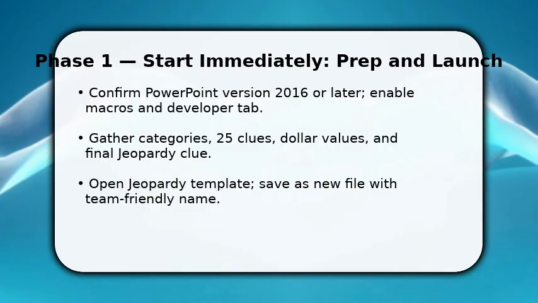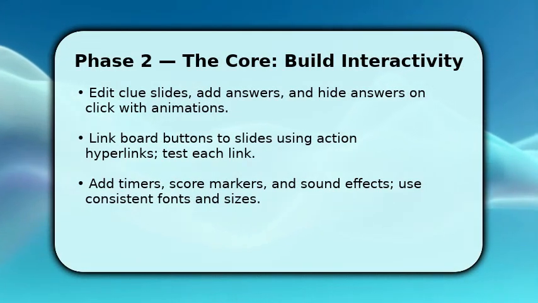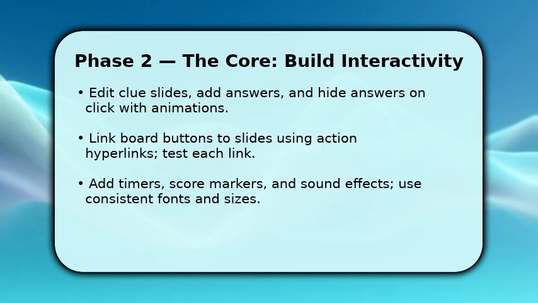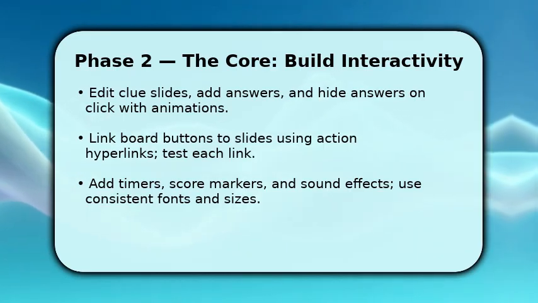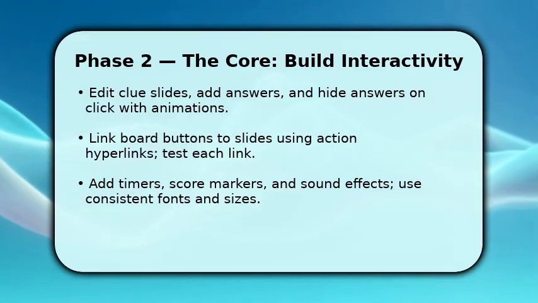Now you create the interactive flow, edit each clue slide, and place the correct response where you can reveal it with a click. This preserves suspense. Then link every dollar cell on the main board to its clue slide using action hyperlinks, and test each link as you go so you catch errors early.